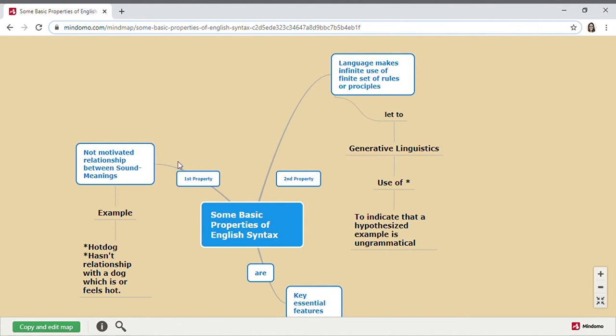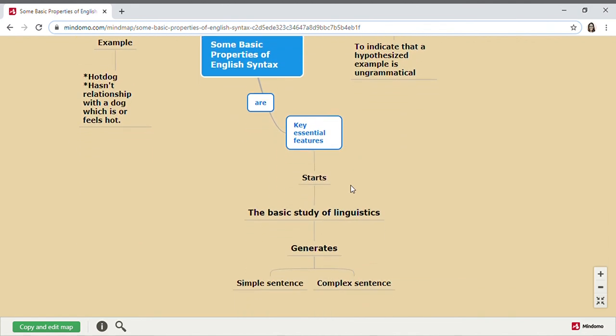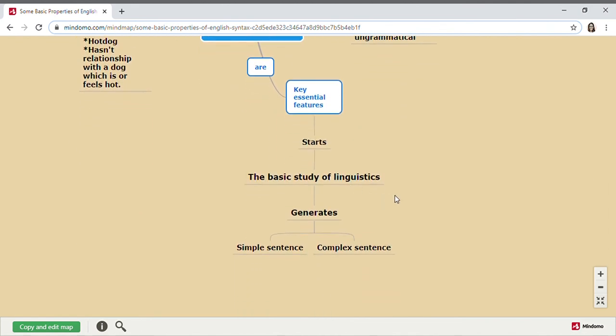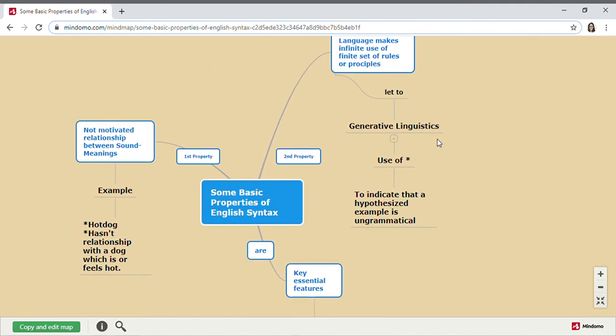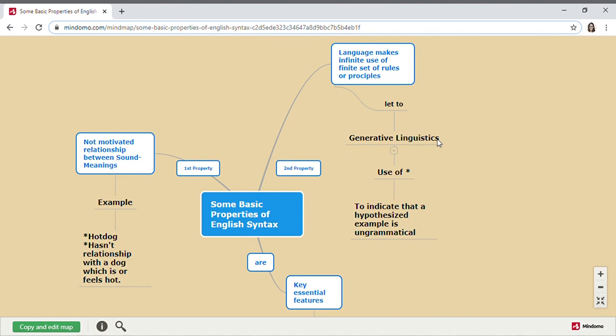So, these two basic properties of English syntax are very helpful for you to fully understand what English syntax really is. These are key essentials, and both fall under the basic study of linguistics, which now finally allows you to generate or create simple sentences up to complex sentences and even paragraphs and compositions. So I hope by now you have at least a comprehensive understanding of these two basic properties of English syntax.